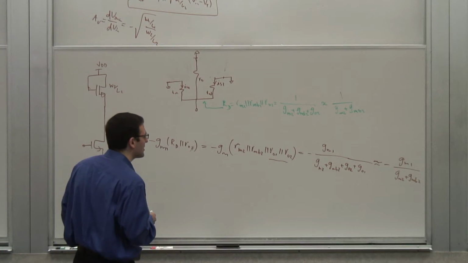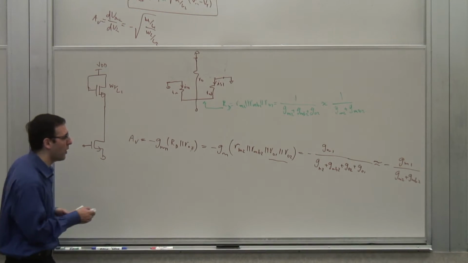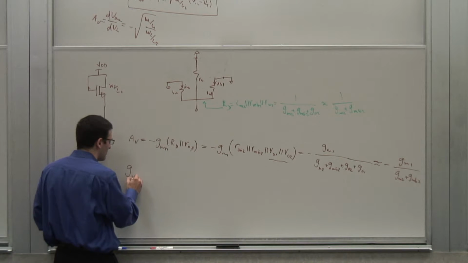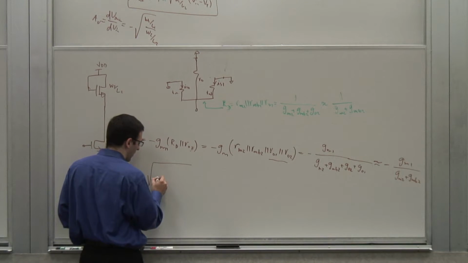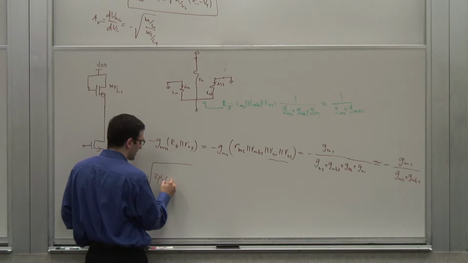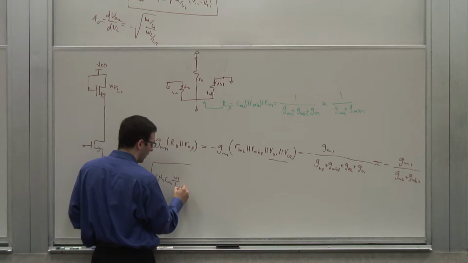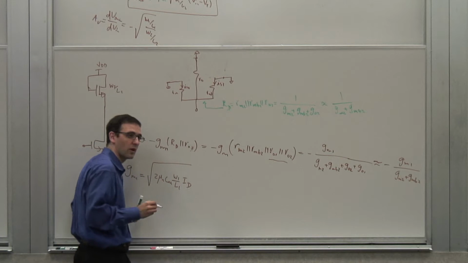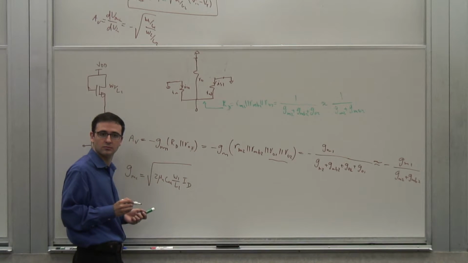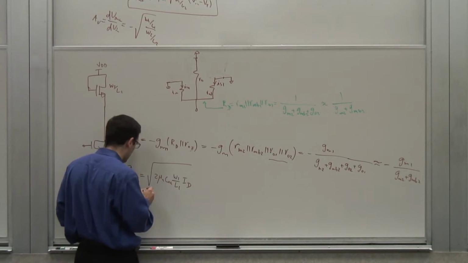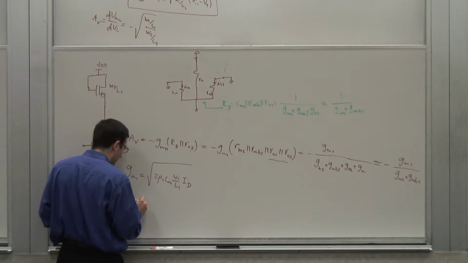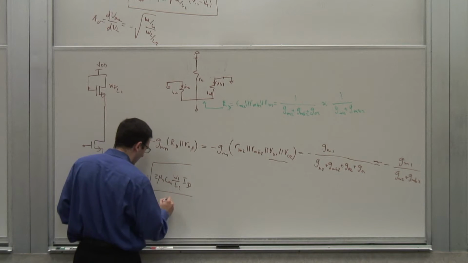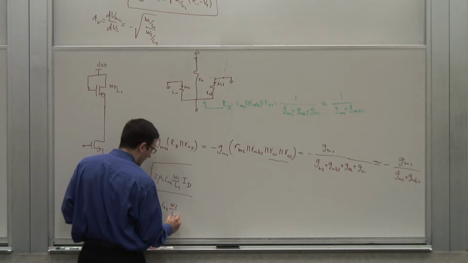So, what is my gain? Well, GM1 over GM2, right? What is GM1? GM1 is the square root of 2 mu n C ox W1 over L1 times ID. You write it in terms of the current. I think you've done this before. We did that before. That's the GM. GM2 is the square root of 2 mu n C ox W2 over L2 times ID. Now they carry the same current, so it's the same ID.